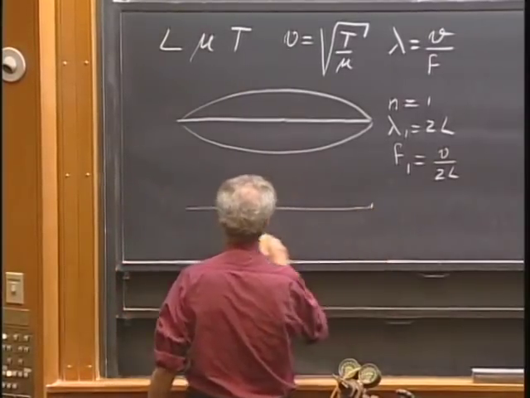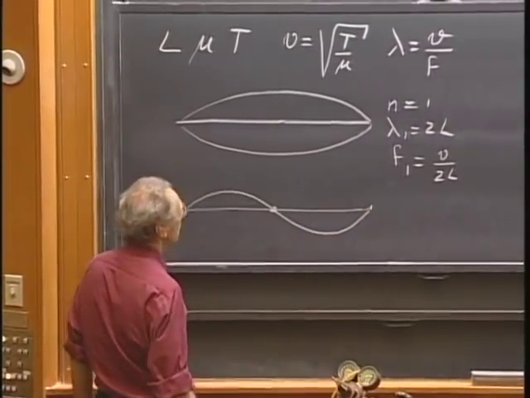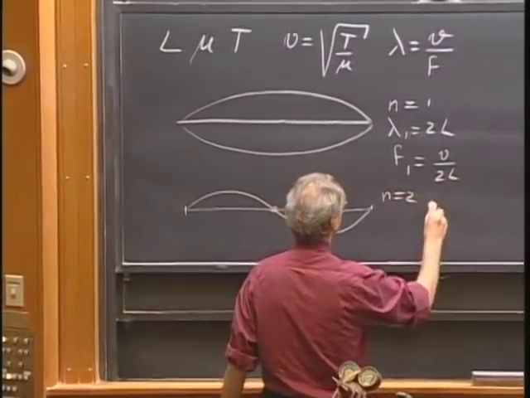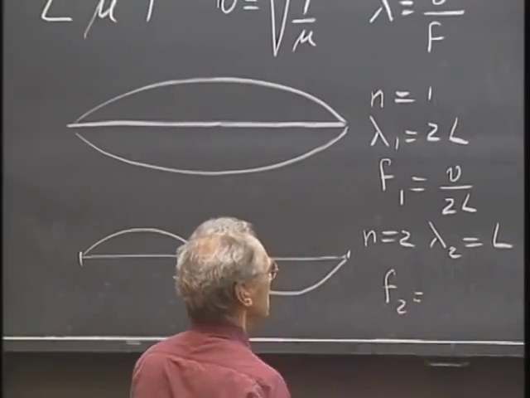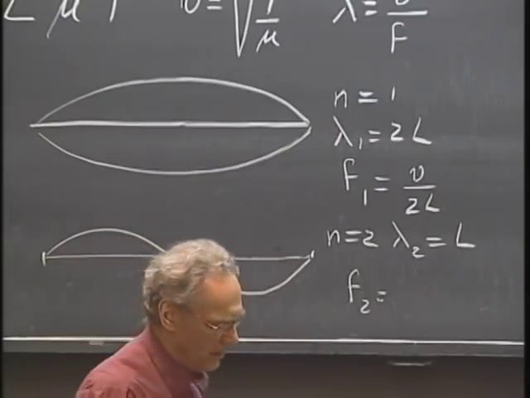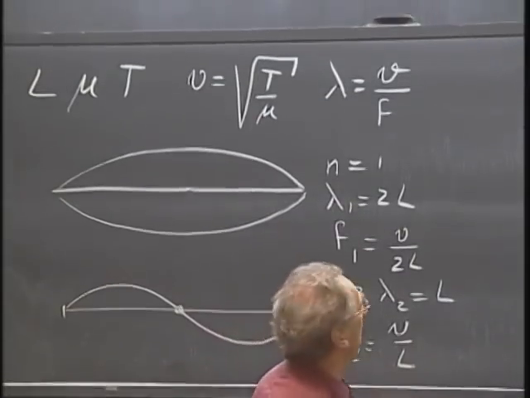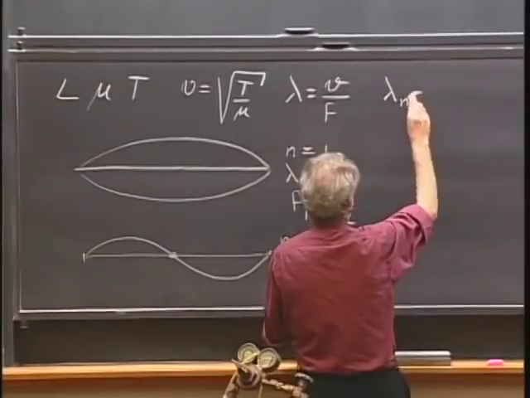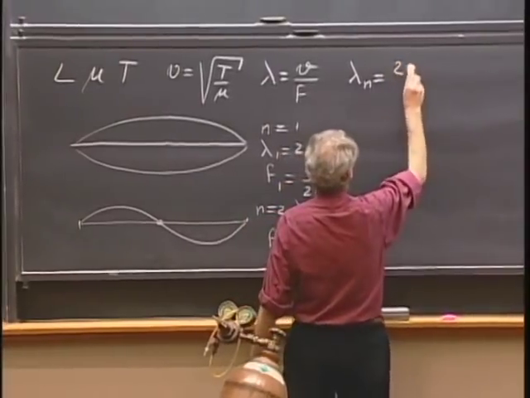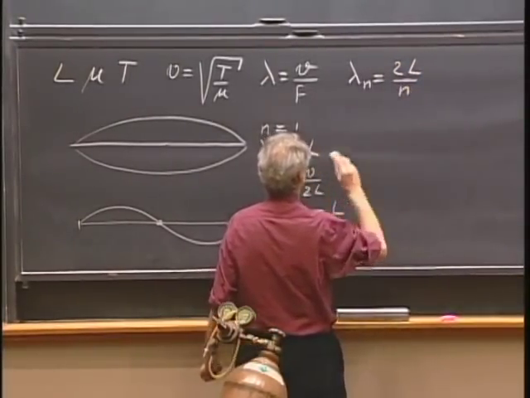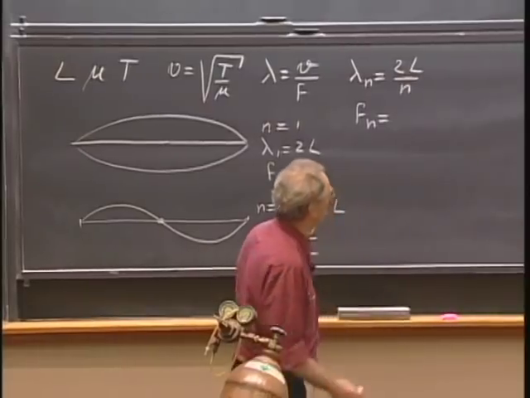If we go to the second harmonic, then the picture changes. We get a node in the middle, and so we have here n equals 2. So lambda 2 is now L, and F2 is again V divided by the wavelength, so that becomes V divided by L. And so we can write down the general equation for the nth mode, n being an integer: lambda n is 2L divided by n, and the frequency in the nth mode, that is the nth harmonic, is nV divided by 2L.